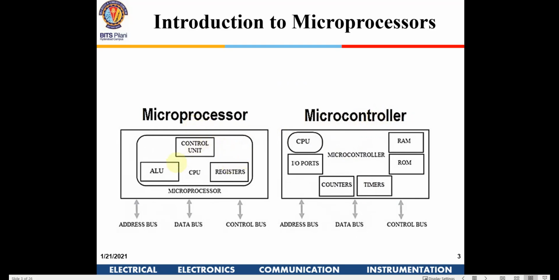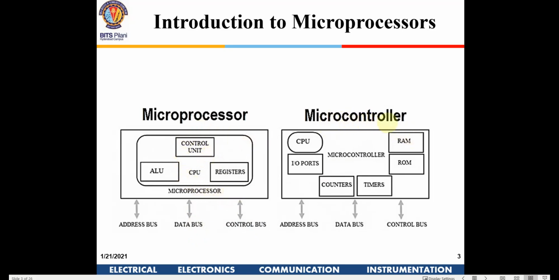Essentially, a microprocessor, we said, has an arithmetic logic unit. It will have a control unit. The control unit basically fetches the instructions from the memory, and then it controls the ALU, and it puts data into the registers, and also it gives the data back to the memory. So the entire controlling is done by the control unit. So this is a microprocessor.